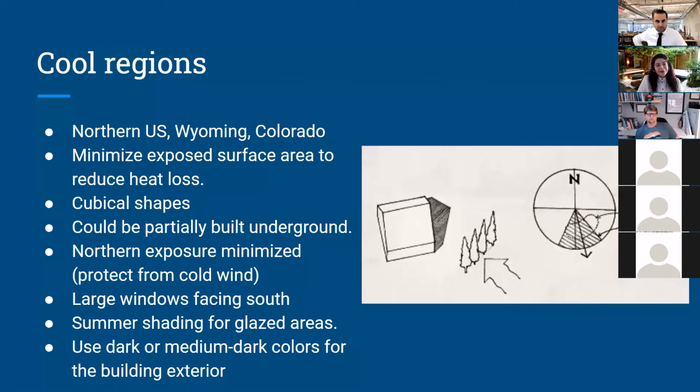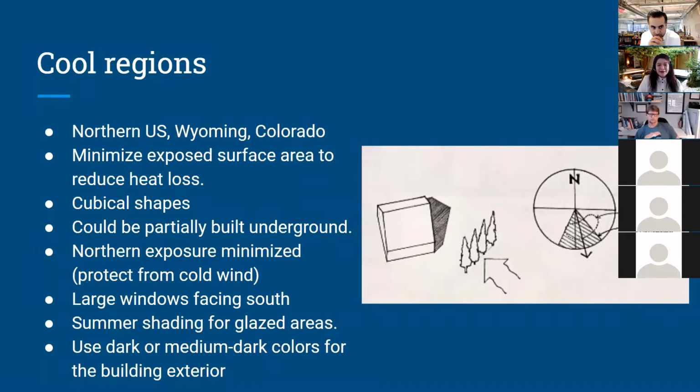Okay, now we're going to give you some information about each region and how it affects the shape of the building. So the first one is the cool region. If you remember the map, that's the top of the United States. Their states are locations like Wyoming, Colorado. So in the exam, you say, oh, an architect has a project in Colorado. So you now know it's the cool region, right?